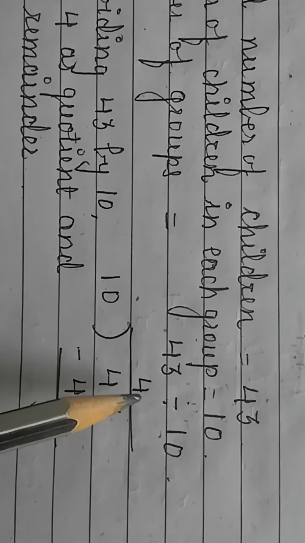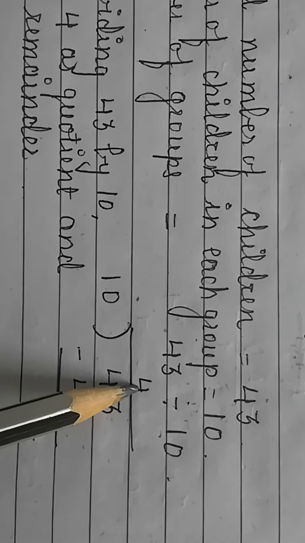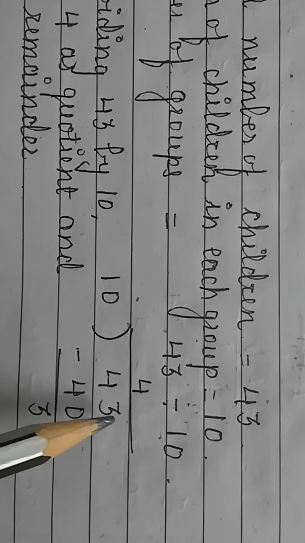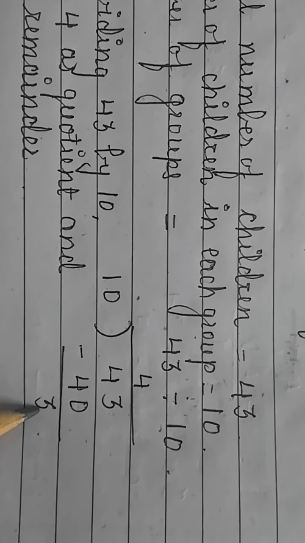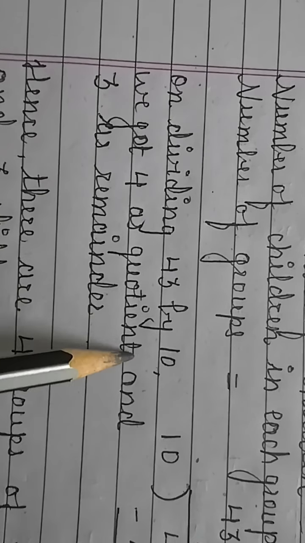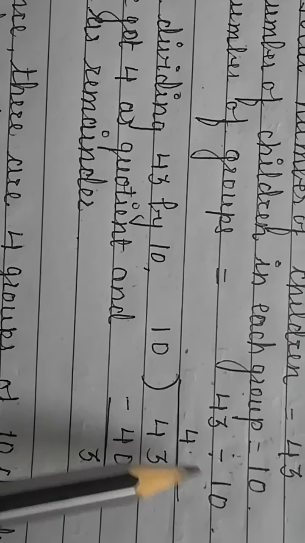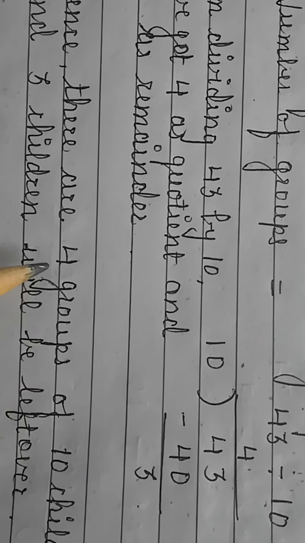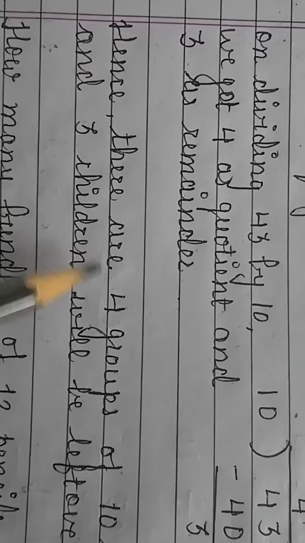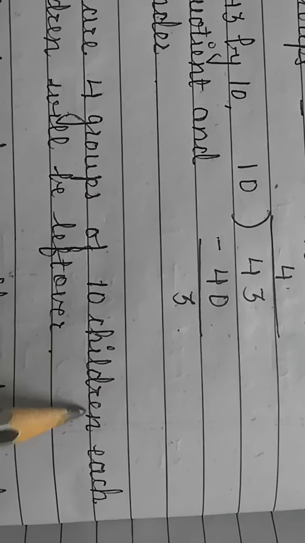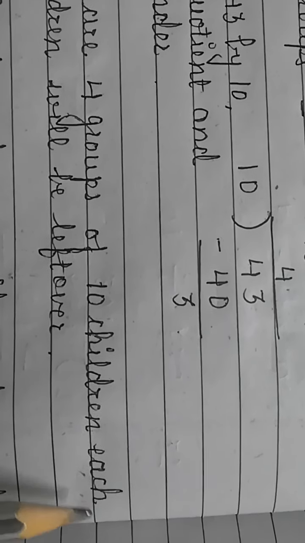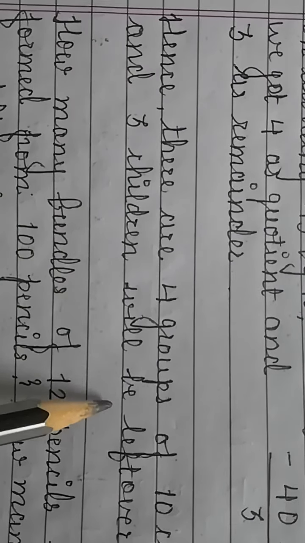At what place did we get it? Yes, at the fourth place. So we will write 4 and subtract 10 fours are 40. So 43 minus 40, yes, the remainder is 3. See children, on dividing 43 by 10, we got 4 as the quotient and 3 as the remainder. Whatever quotient we got is the number of groups. Hence 4 groups of 10 children each can be made and 3 children will be left over. Got it? Now let's move on to the next sum.